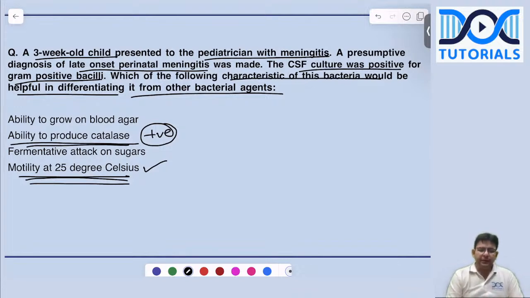Why? Because this perinatal meningitis can be caused by Streptococcus agalactiae. Yes or no? And here we are having a gram-positive bacilli.